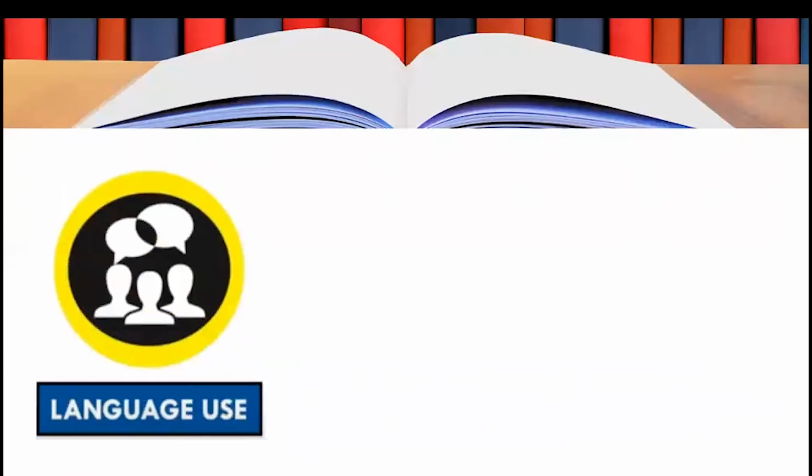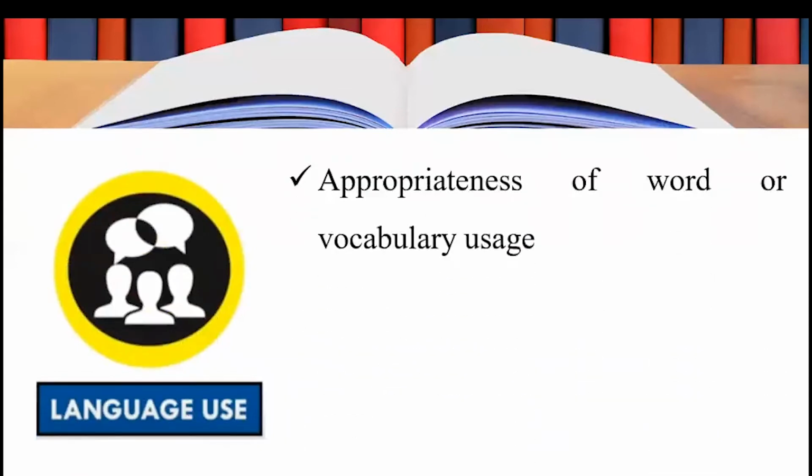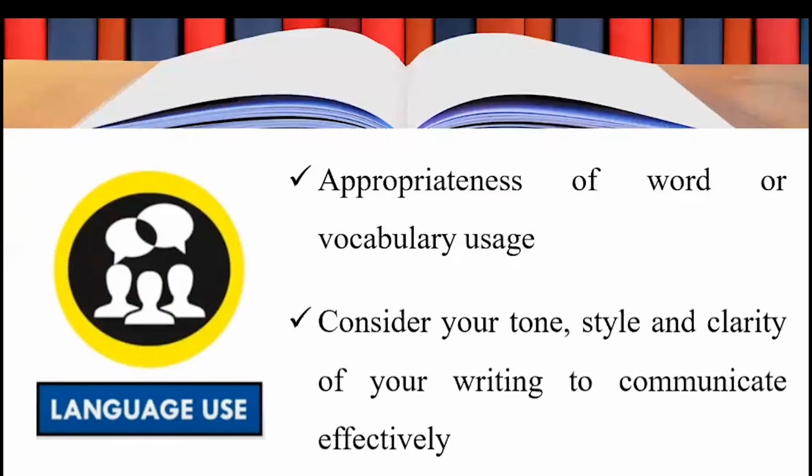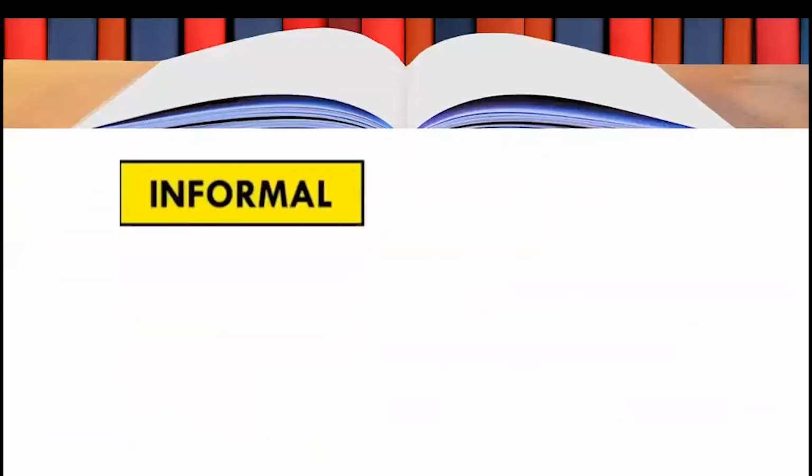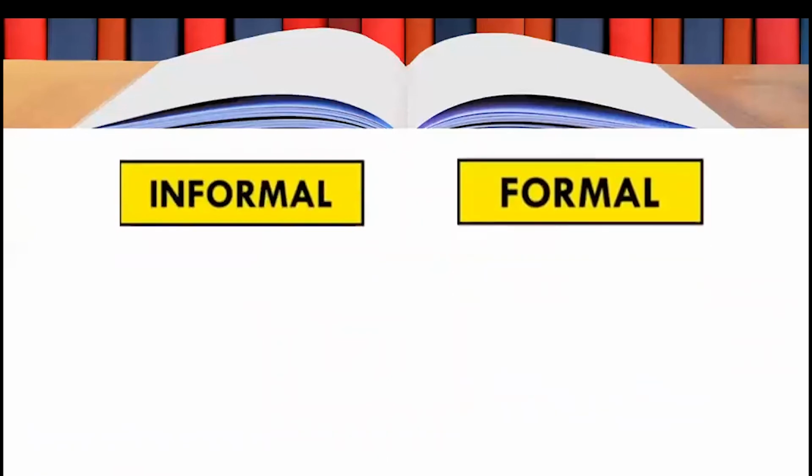Next, let's proceed to language use. It refers to the appropriateness of word or vocabulary usage. You also consider your tone, style, and clarity of your writing to communicate effectively. And also, you have to consider the words that suit your writing situation, like your subject, purpose, and audience. This could be used in informal or formal languages.